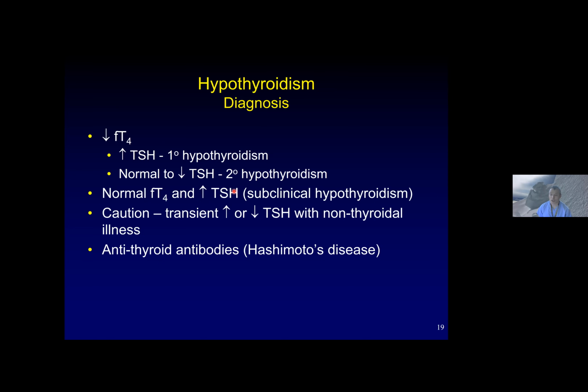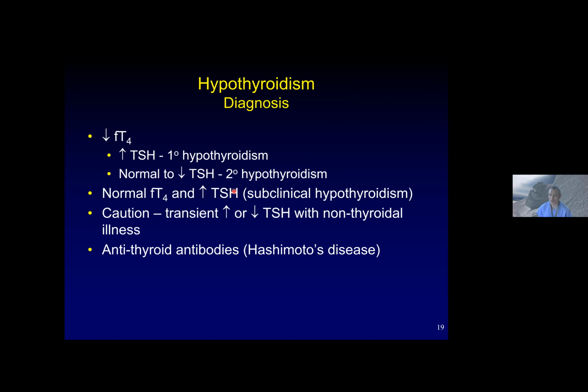If you have a low free T4 and TSH is normal or low, maybe in the normal range, but that's still inappropriately normal, you have to suspect that that patient has secondary hypothyroidism or central hypothyroidism, meaning a problem with the pituitary or the hypothalamus.